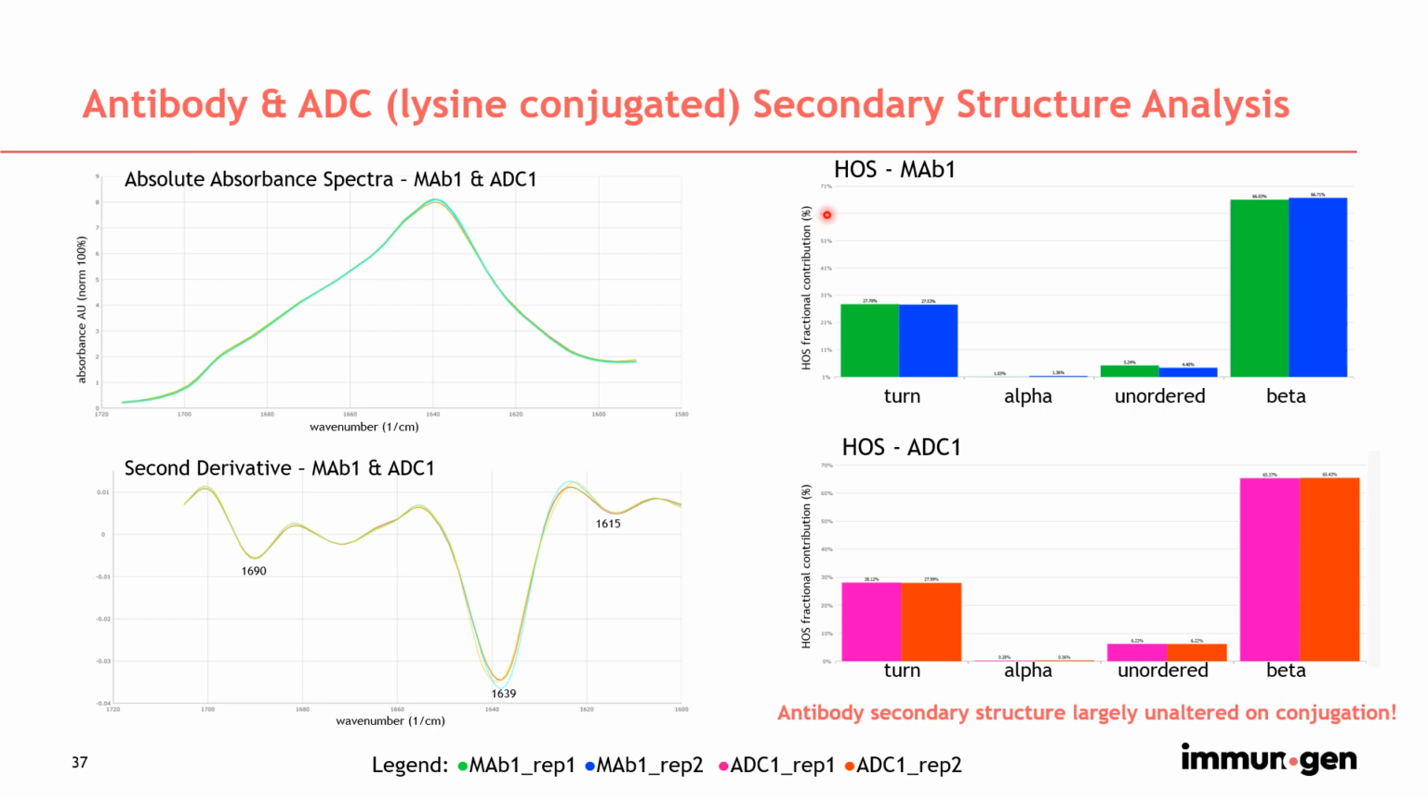On the right, we have the fractional contributions to the secondary structure that are determined by the software from these different elements. The top figure is the antibody and the bottom figure is the ADC. As we can notice, the fractional contributions for each of these different motifs for the secondary structure are very similar and comparable between the antibody and the ADC. Looking at this data overall, we were able to conclude that the antibody secondary structure largely remains unaltered on conjugation.